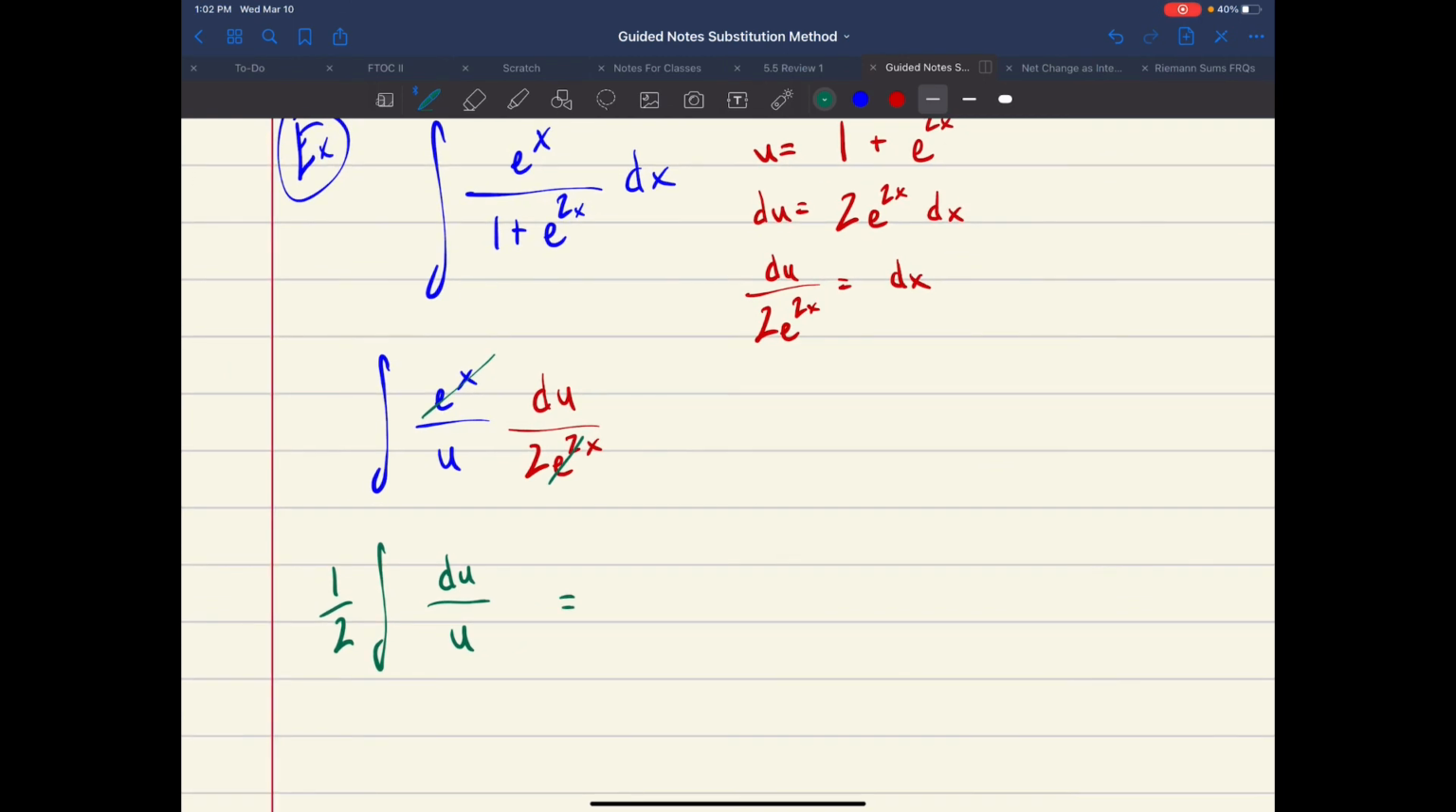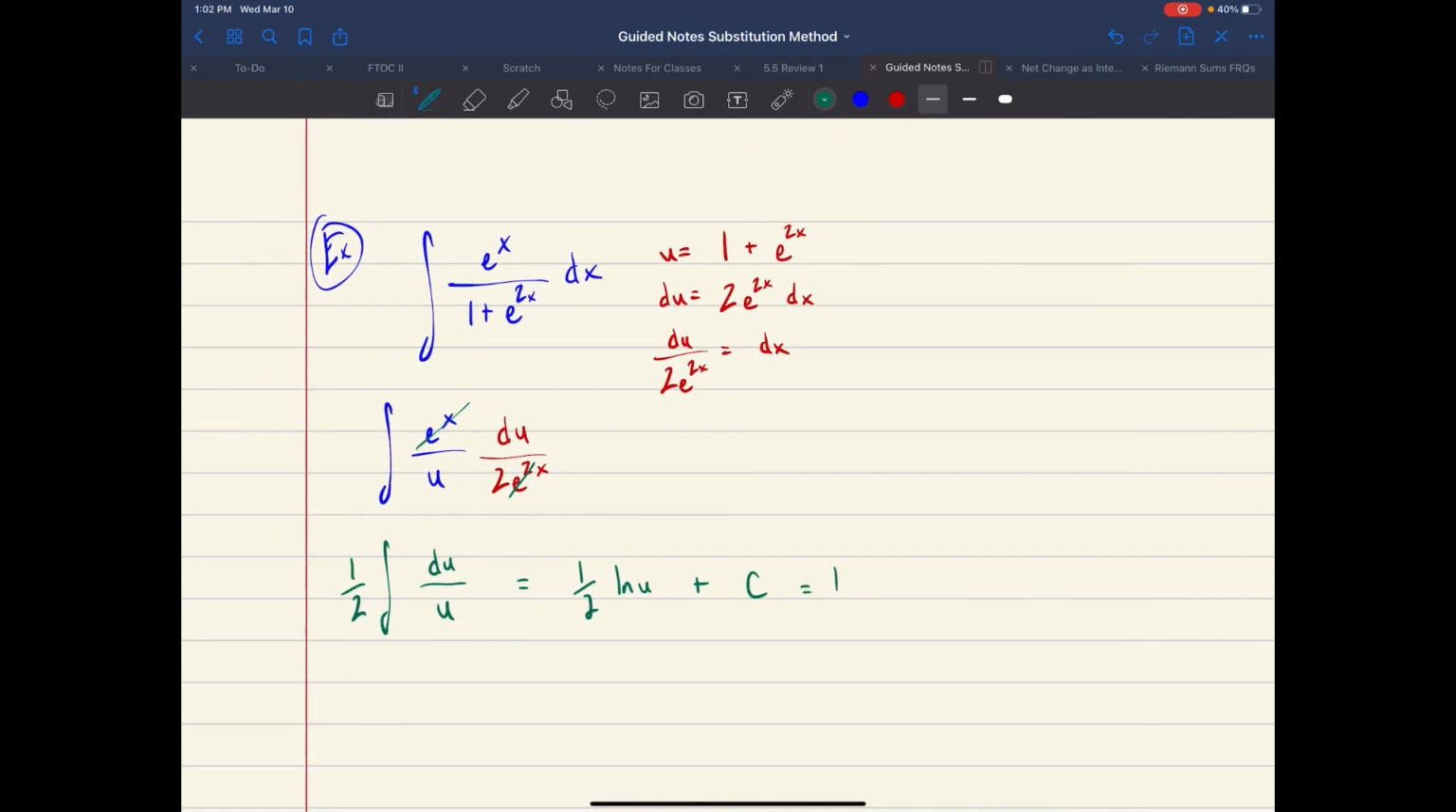So integrate that. The antiderivative of 1 over u is the natural log of u. So this would be 1/2 of the natural log of u plus c. And that equals 1/2 the natural log of u, and u is 1 plus e to the 2x, plus c.